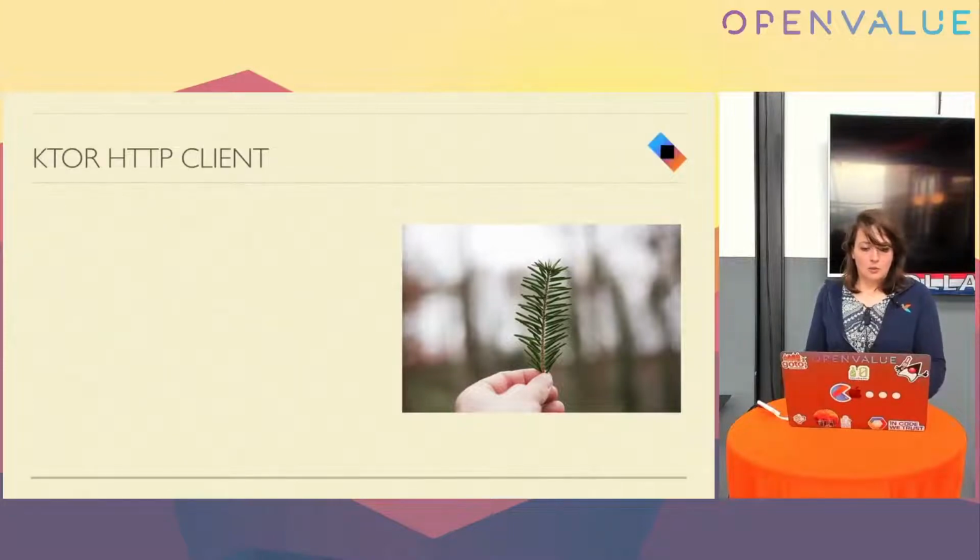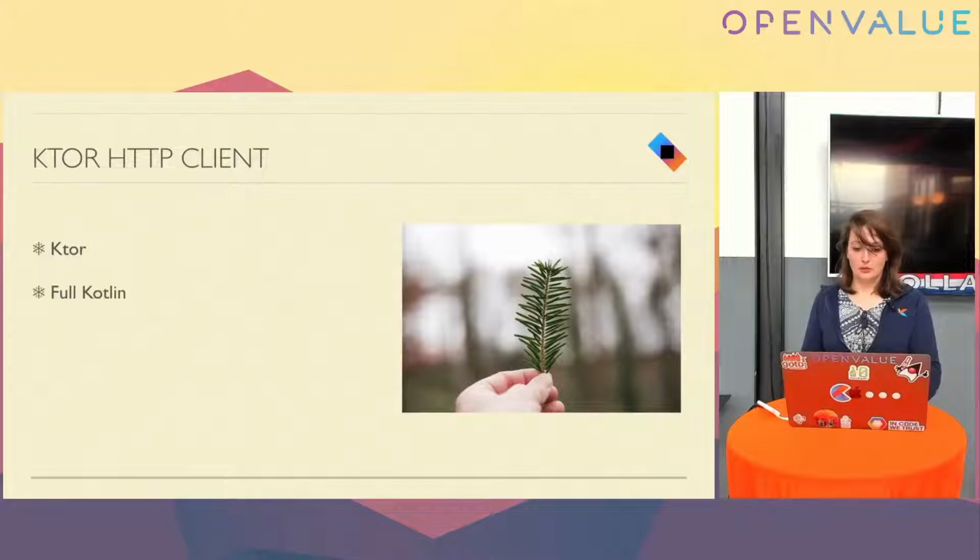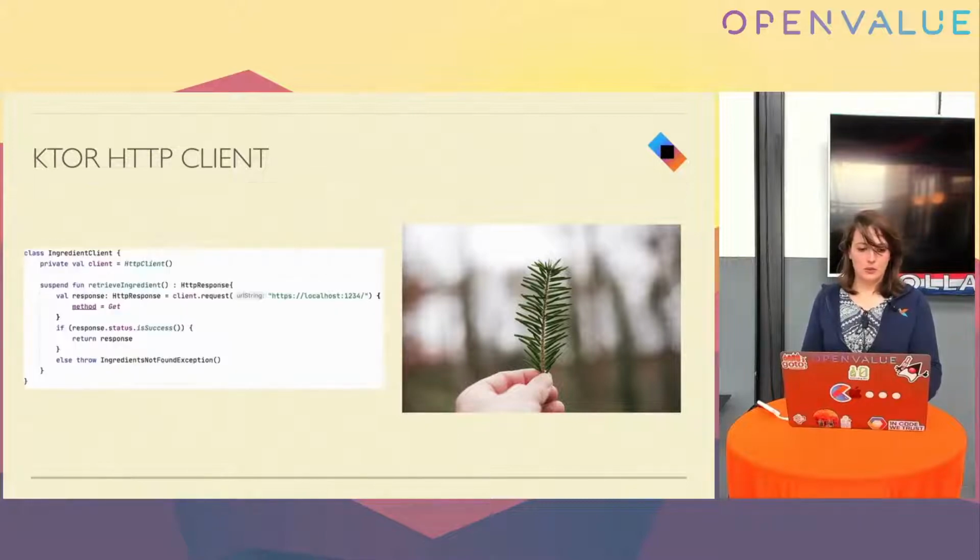The KTOR HTTP client comes along with KTOR, of course, so if you're building a KTOR application, you don't need to add some extra dependencies for your HTTP client. It's full Kotlin as well, and it looks a bit more like a DSL, where you can declare your request being built up like in this example, where I can just declare my method to be a get, for instance, and where I can use some useful methods like check if my status is successful. So I don't need to check, for instance, on a very specific status, but I have some useful methods there.